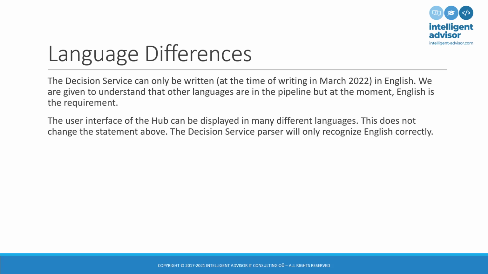Now let's move on to language differences. This is going to be very easy because at the time of recording, late March 2022, decision services can only be written in English. We are given to understand that other languages are in the pipeline, but at the moment, English is the requirement. The user interface of the hub, we already know, as I'm sure you do, can be displayed in many languages. This does not change what's written above. The parser will only recognize English correctly.